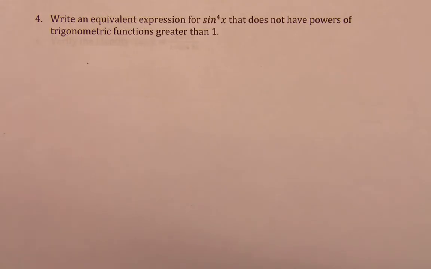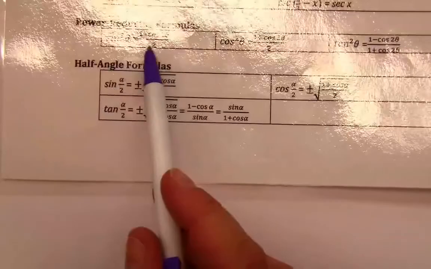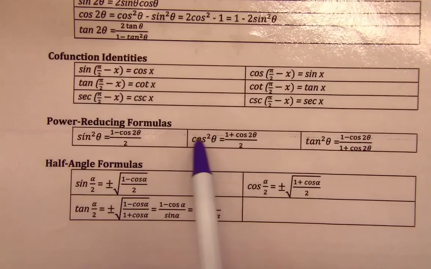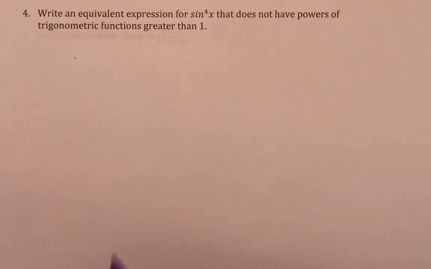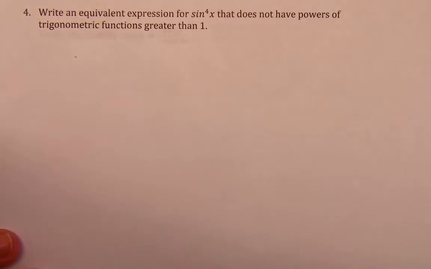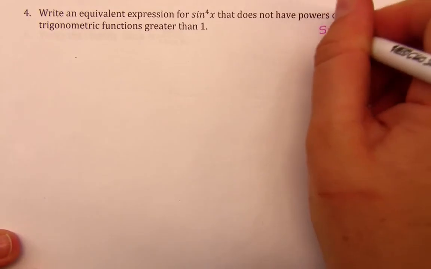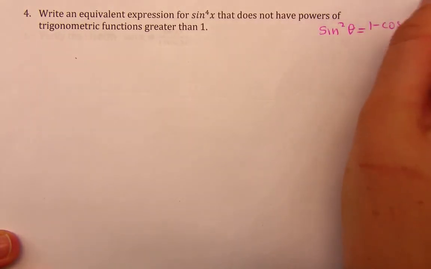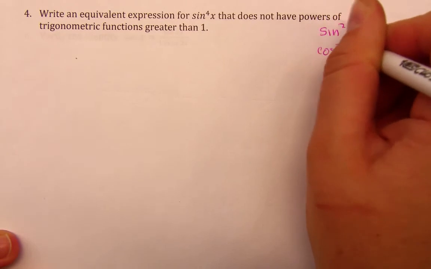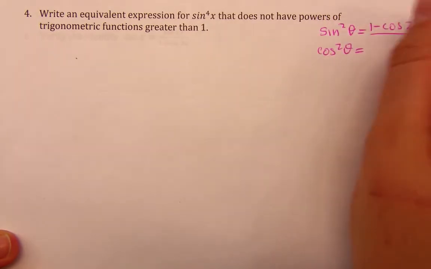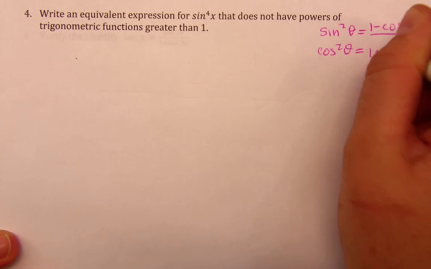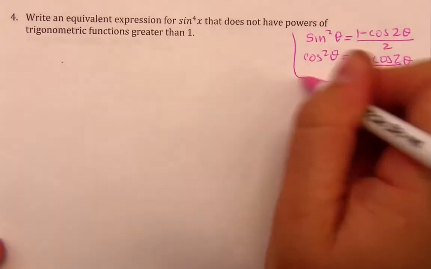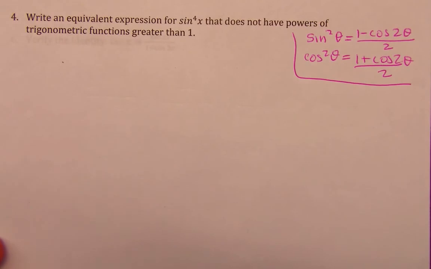So that kind of implies we're going to use the power reducing formulas. So we're going to use this formula, and we're actually also going to need this formula. So I'm going to write them down here for us. So sine squared theta equals 1 minus cosine 2 theta over 2, and cosine squared theta equals 1 plus cosine 2 theta over 2. Okay, so we're going to just kind of use these, so I'll put them right there.